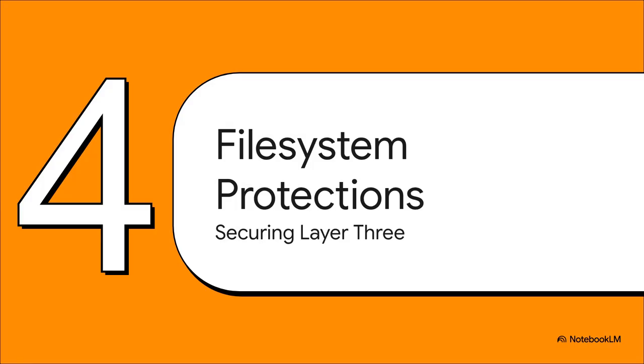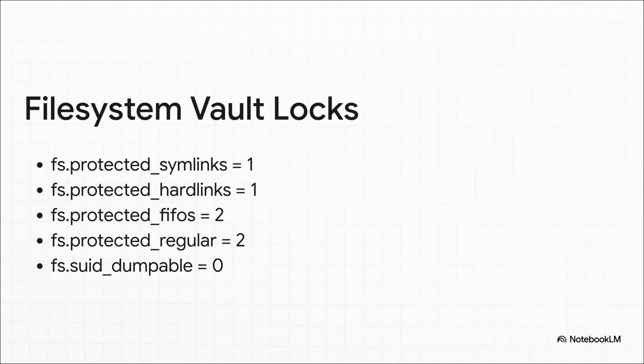That brings us to Section 4, Layer 3, File System Protections. We've reached the absolute center of our fortress, where we protect the fs.* subsystem, because even with the hardened network and kernel, sloppy file system permissions can still hand an attacker an easy win. These straightforward parameters act like vault locks. They completely shut down classic file system tricks, preventing malicious symlink routing and stopping the system from accidentally dumping secrets. Protecting symlinks and hard links ensures attackers can't trick privileged programs into overwriting your critical files.